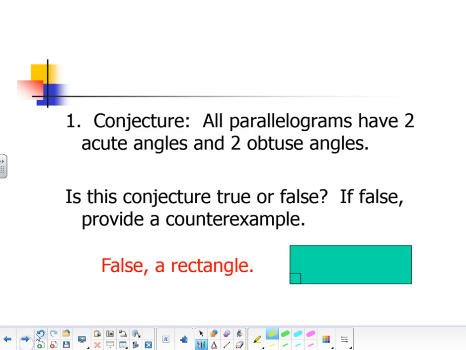And the counterexample would be a rectangle. So a rectangle is a specific type of parallelogram, and those angles there are right angles. A right angle is neither an acute angle nor an obtuse angle. So therefore we say the conjecture is false because we can find a counterexample.